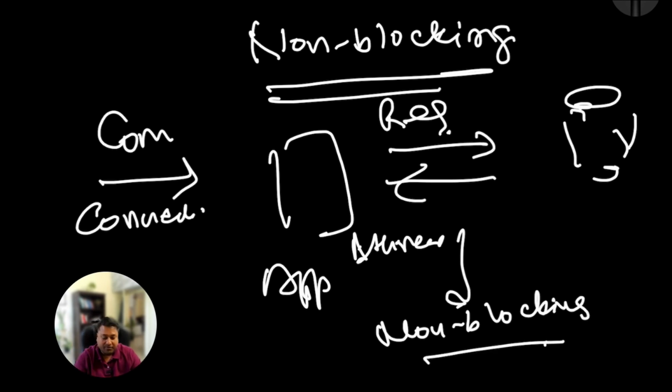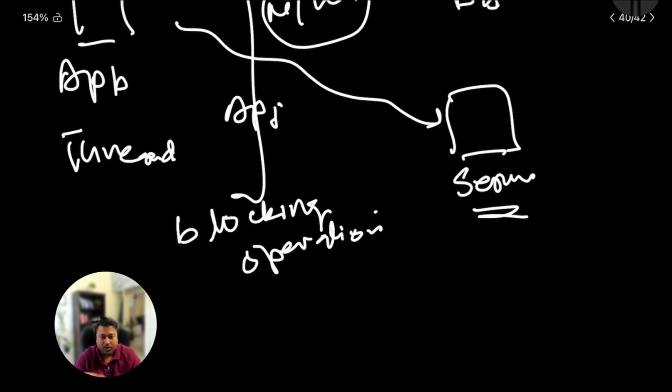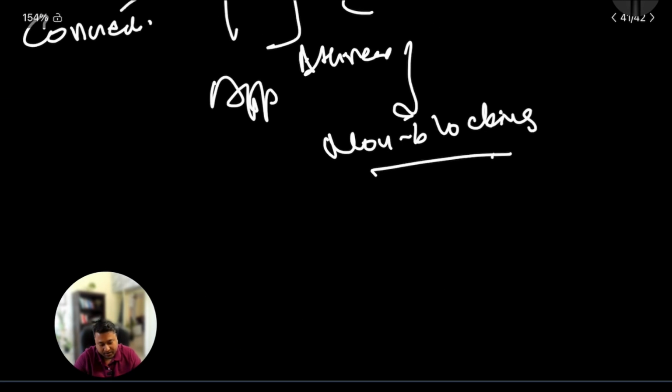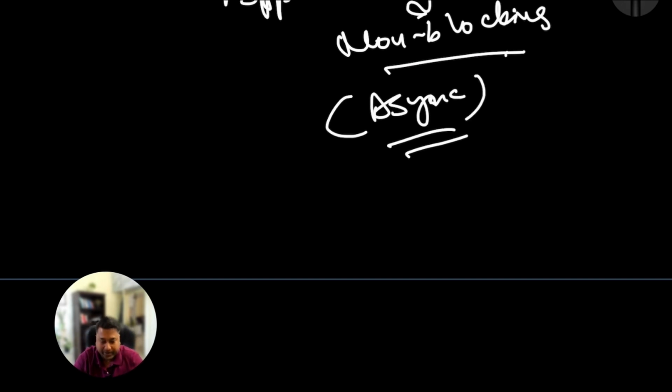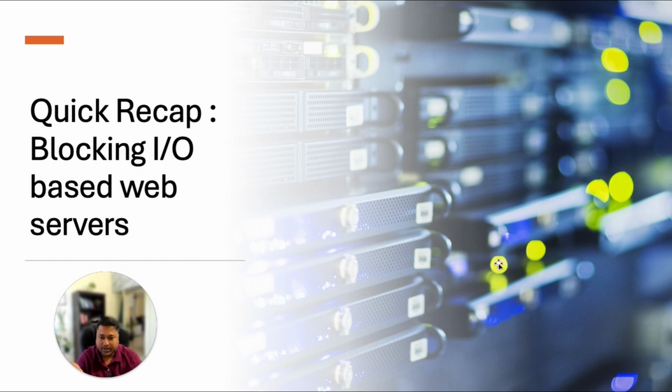Now, when you are understanding blocking and non-blocking operations, also understand that a blocking operation is also known as a sync operation, which is a synchronous operation. And then you have an asynchronous operation, which is a non-blocking operation. You will write it as async. So it's an asynchronous operation. All right. So now let's go back to our slide. So we understood what blocking IO is and what non-blocking IO is, right?